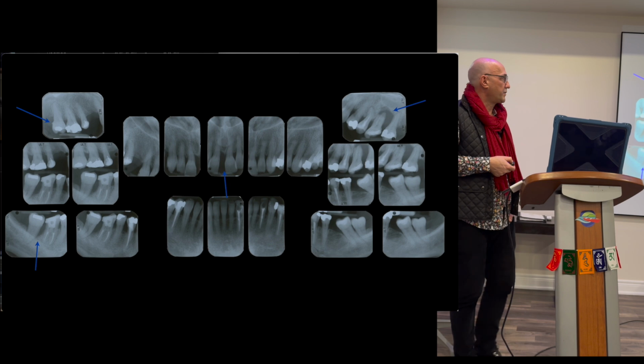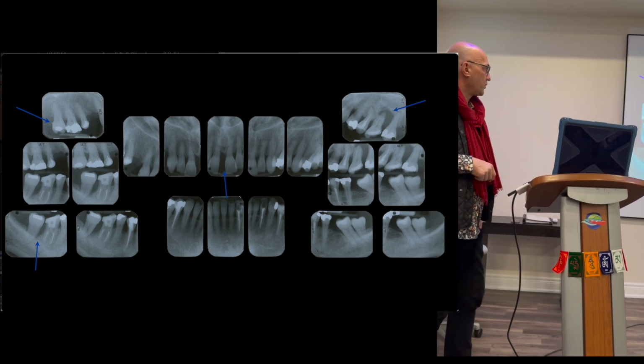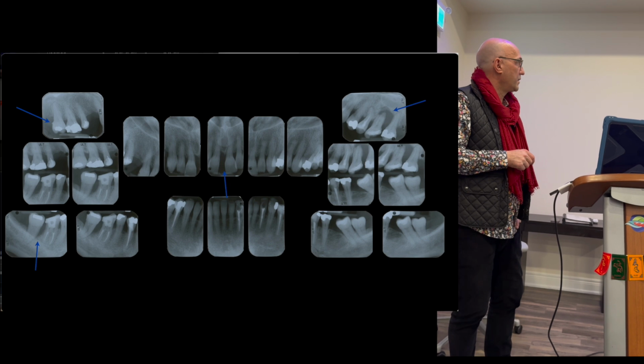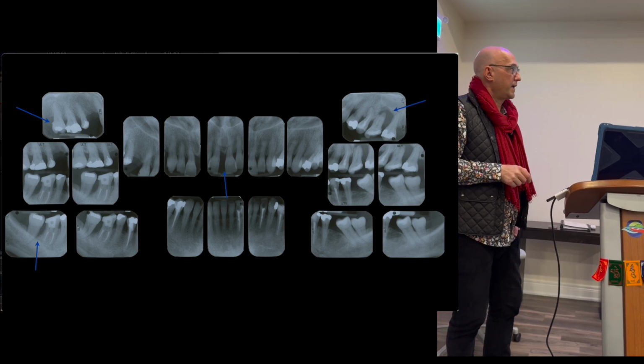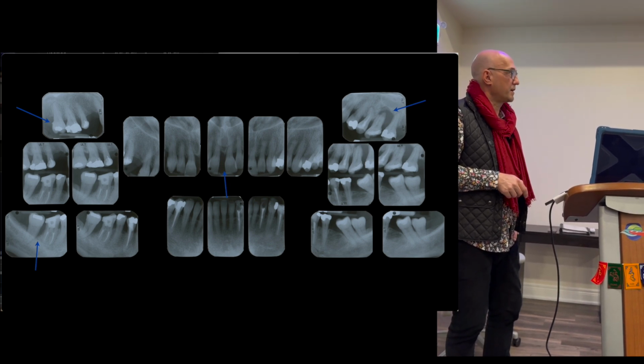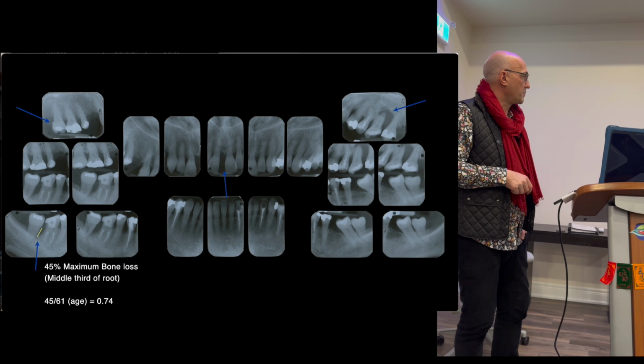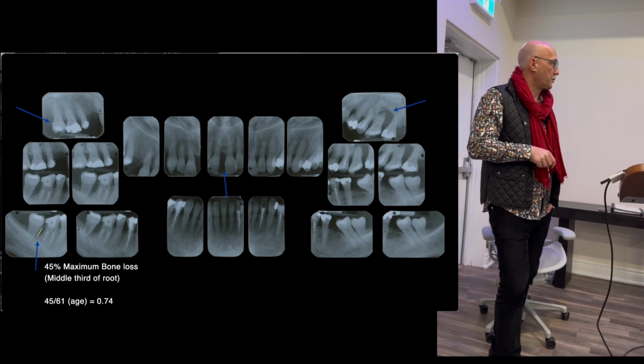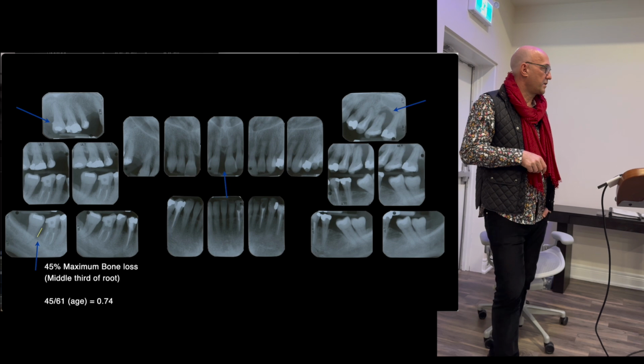And here is the radiographic view. We see some bone loss here. We see some advanced bone loss there. We see some calculus there. And we see this periapical radiolucency here. So the maximum bone loss was 45% in this area, middle third of the root. 45 over 61 was 0.74.